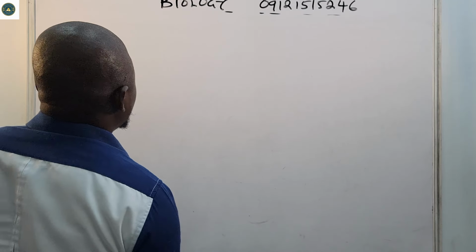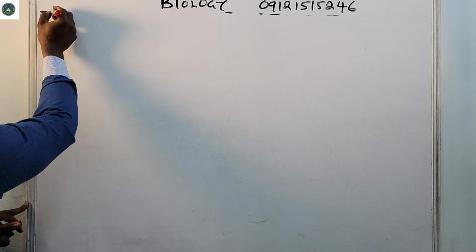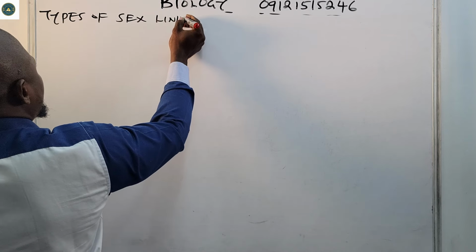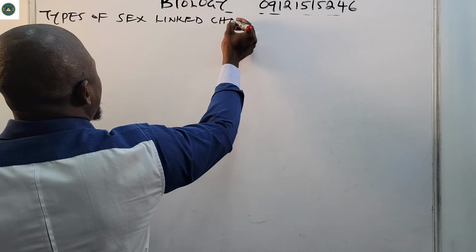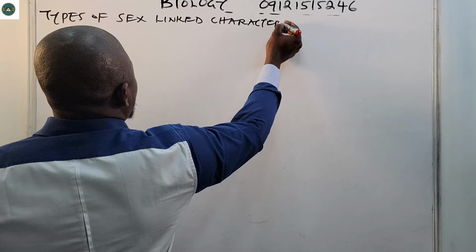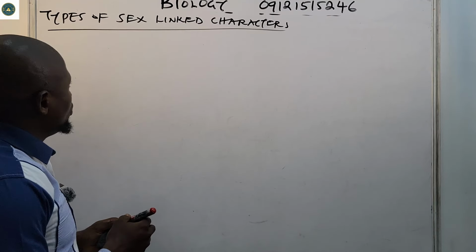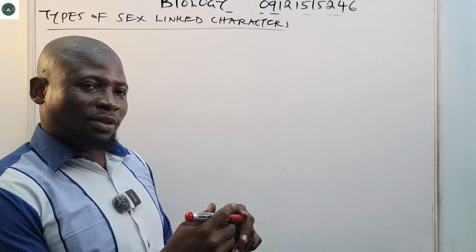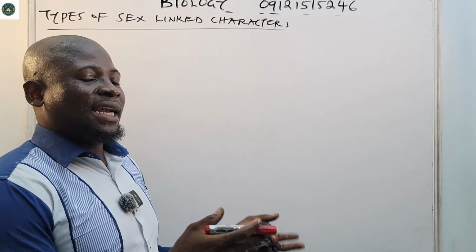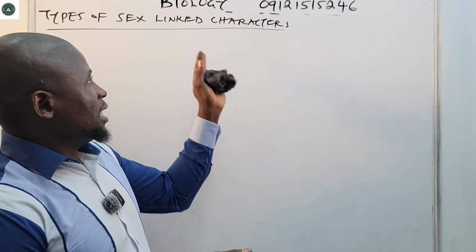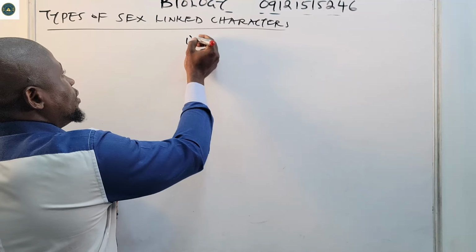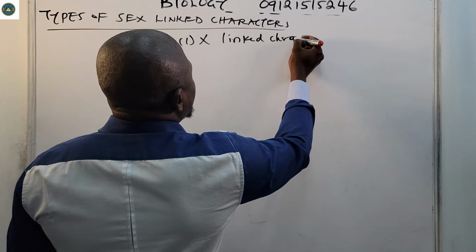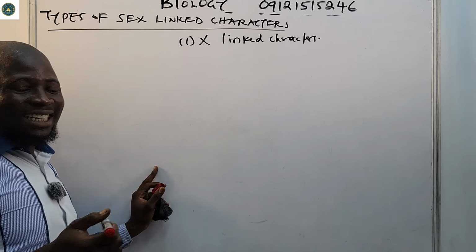All right, so let's look at the types of sex-linked characters. We have two types. One is the X-linked, and we also have the Y-linked. So for the X-linked characters, number one, we have the X-linked characters. Now, for the X-linked characters, what happens?